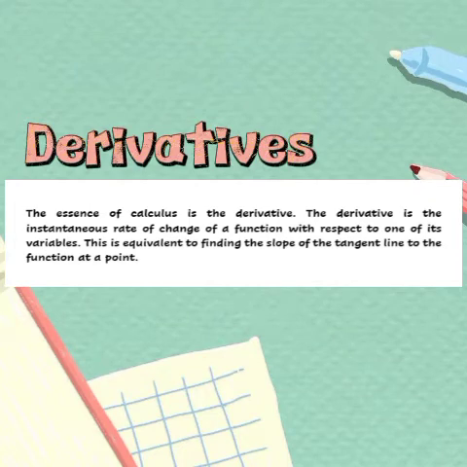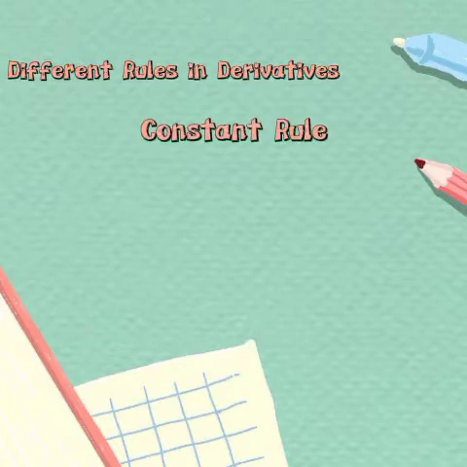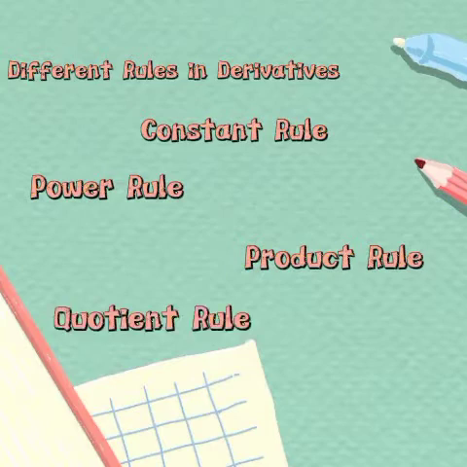The essence of calculus is the derivative. The derivative is the instantaneous rate of change of a function with respect to one of its variables. This is equivalent to finding the slope of the tangent line to the function at a point. There are 5 different rules in derivatives: the constant rule, power rule, product rule, quotient rule, and chain rule.